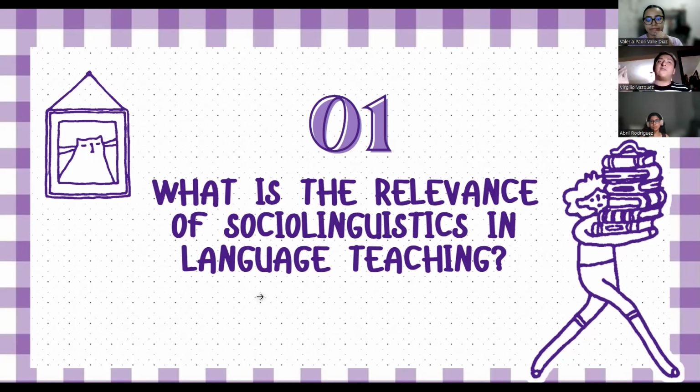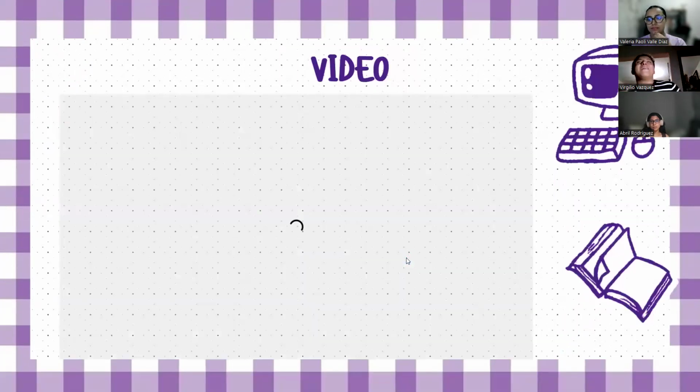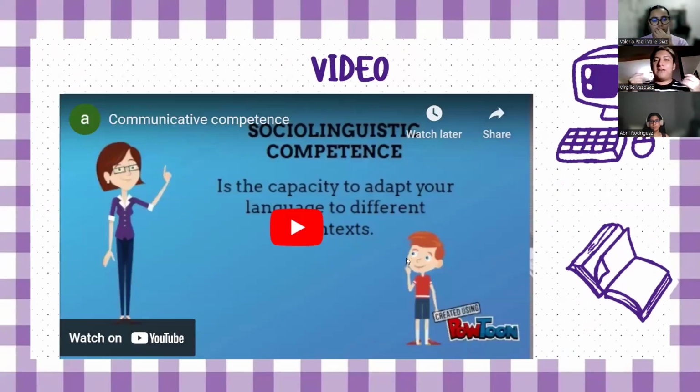So now we have a video. I have to explain first. There's a method, CLT, communicative language teaching, which is based on communicative competence, and this competence is based on even more competences. One of them being the sociolinguistic competence. So we're going to see this video, and I want you, if you want, to comment on something you perceive as important. If not, we're going to move on to the next question, which is related to this video.